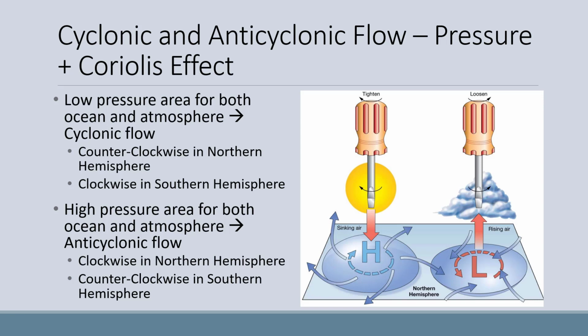When you have a high pressure system for either the ocean or atmosphere, you will have anticyclonic flow. This is shown on the left for the northern hemisphere. That high pressure system means that water or air will pour out, but it will be deflected by the Coriolis effect, and that causes the eddy or storm to rotate clockwise in the northern hemisphere and counterclockwise in the southern hemisphere.